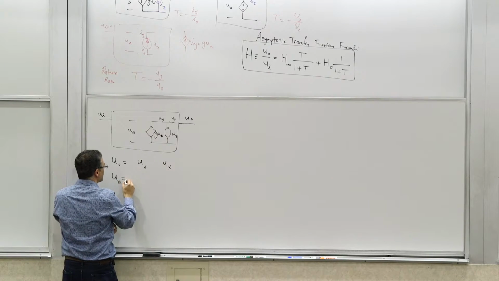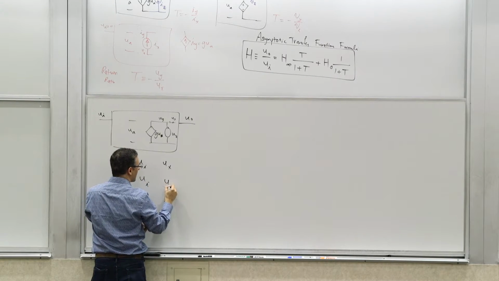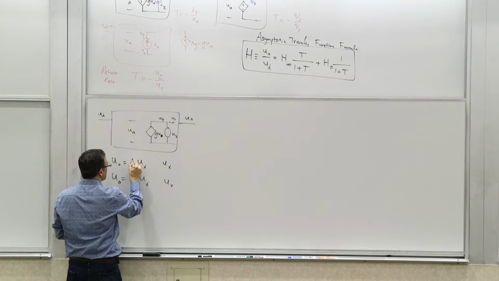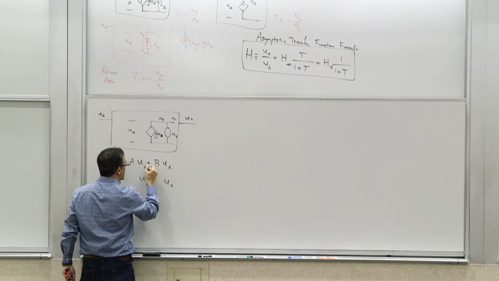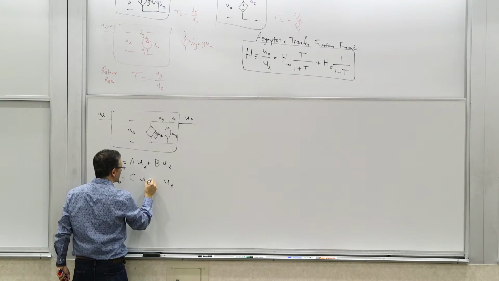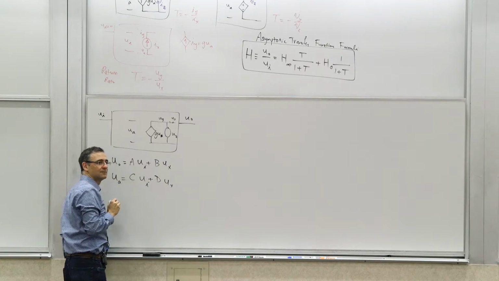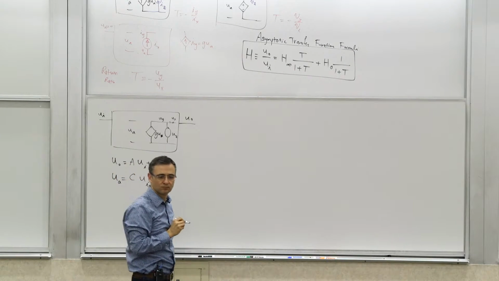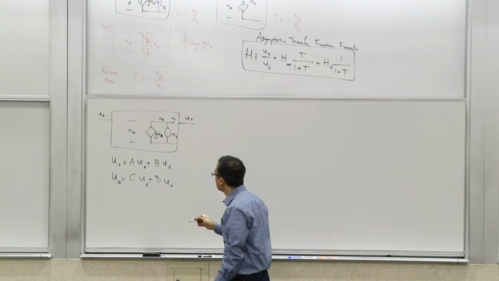So I can write this, if it's a linear circuit, I can write it as a linear combination of these four. So I can write it as A times this, B times that, C times this, plus D times that. So in the general case, this is the relationship that you have.